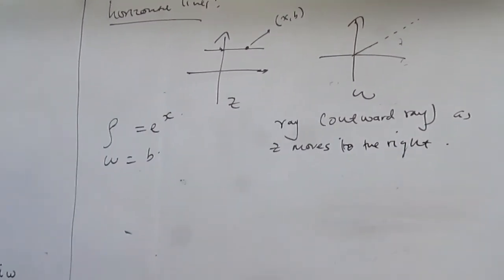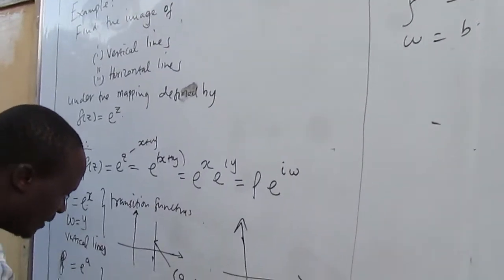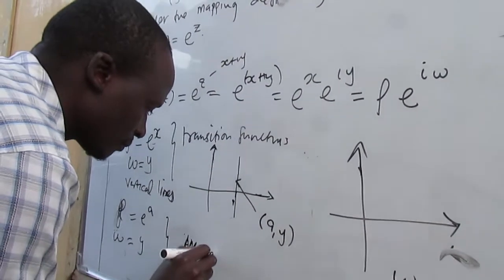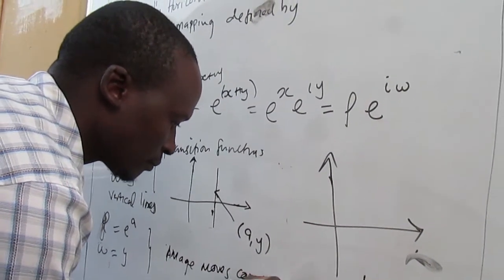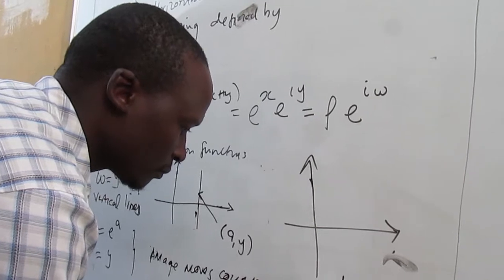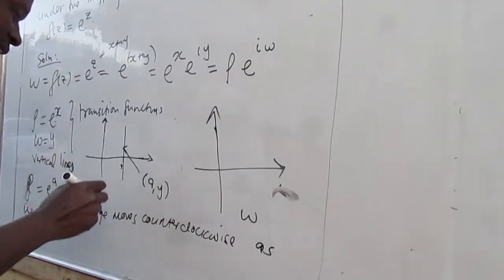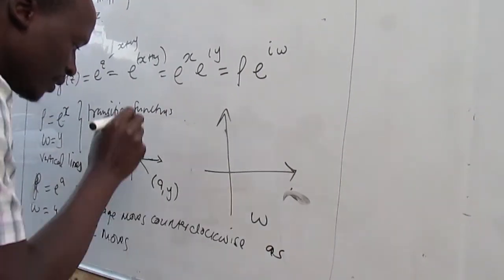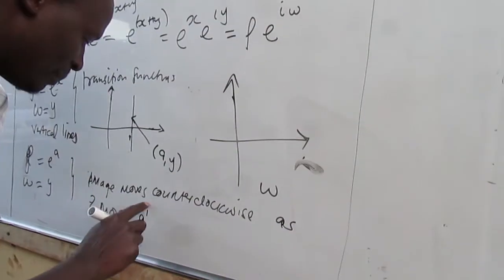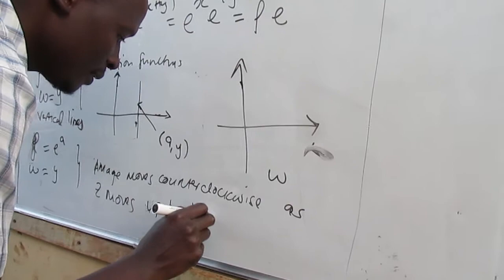So now here we said that the image moves counterclockwise as z moves up the line.